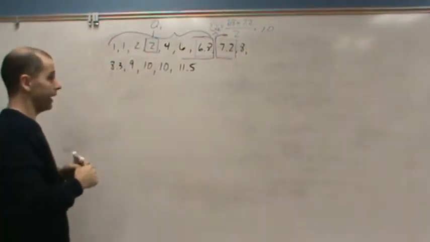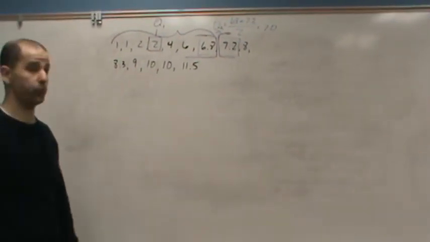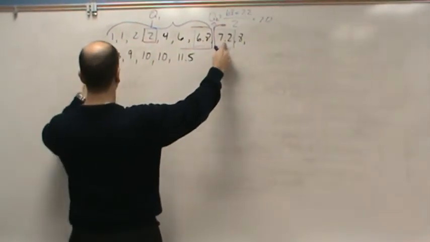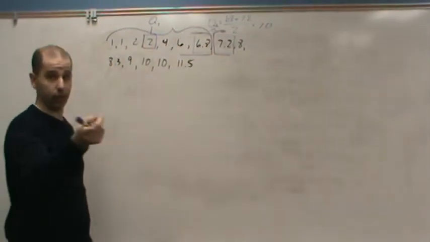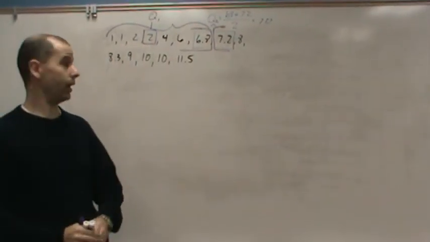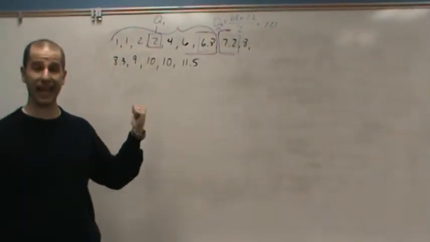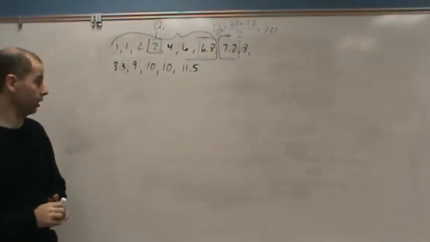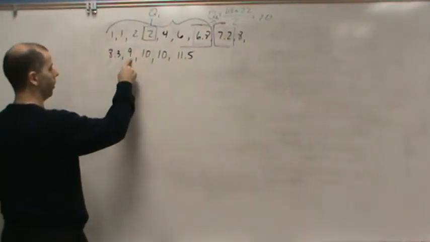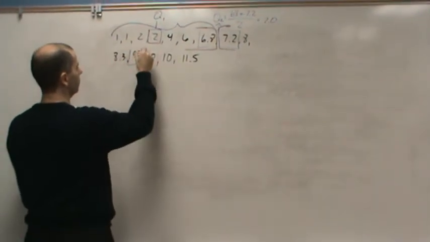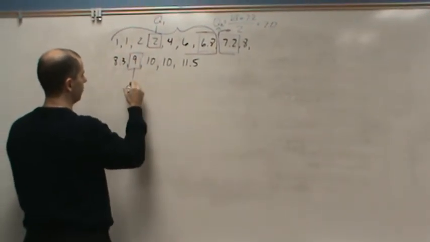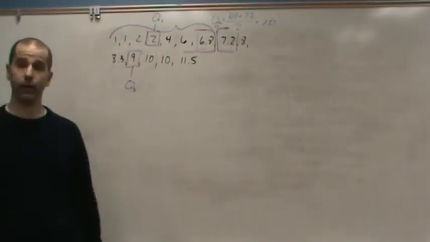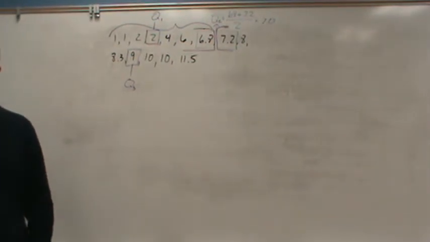is Q1. Now all I'm going to do is the same thing with the upper half. I've got 7 here, so I can count, or I can use the formula to find the position. The formula says add 1 and divide by 2, so that gives me 4. I just have to count to the 4th position: 1, 2, 3, 4. There it is. So this is Q3. And I'm done. I've got all 3 of my quartiles.